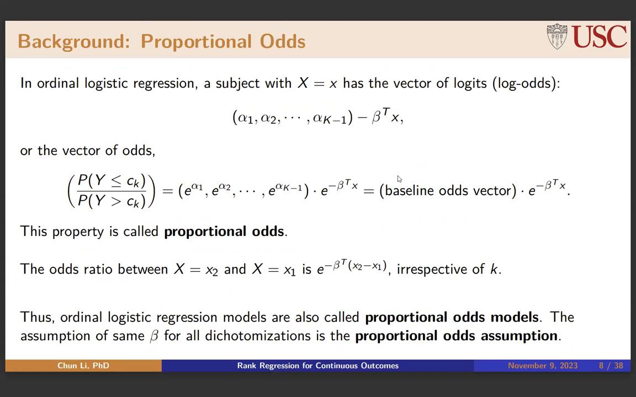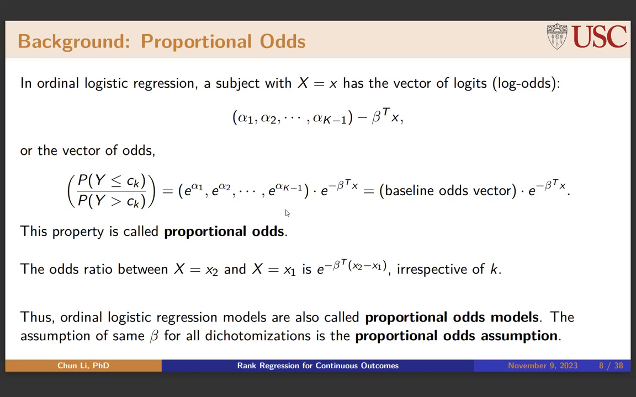In this model, you can write down all the alphas together as a vector, as a profile, and then there's a shift, right? That's a log odds. Or you can take the exponential of this, and so you have a baseline odds for every possible dichotomization times the constant. And that constant depends on covariance.